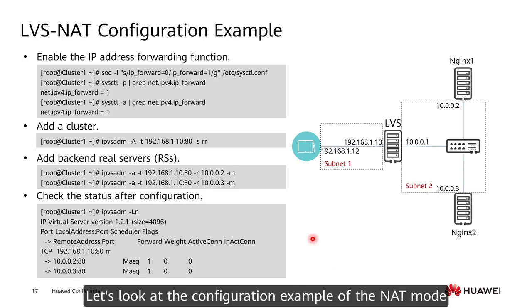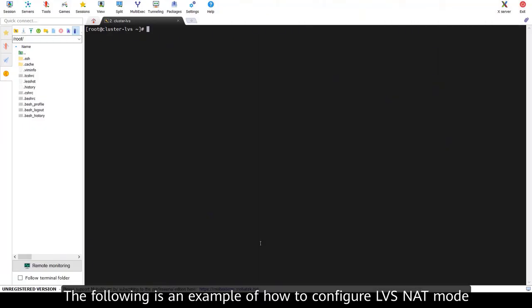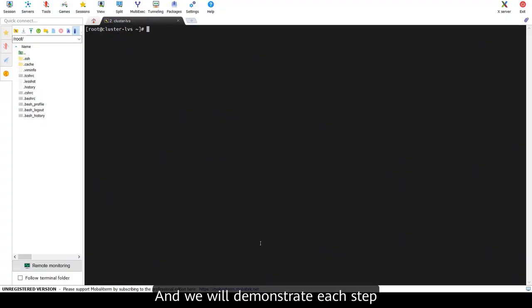Okay, next, let's look at the configuration example of NAT mode. The following is an example of how to configure LVS NAT mode, and we will demonstrate each step. The first step is to enable the address forwarding function of the LVS.